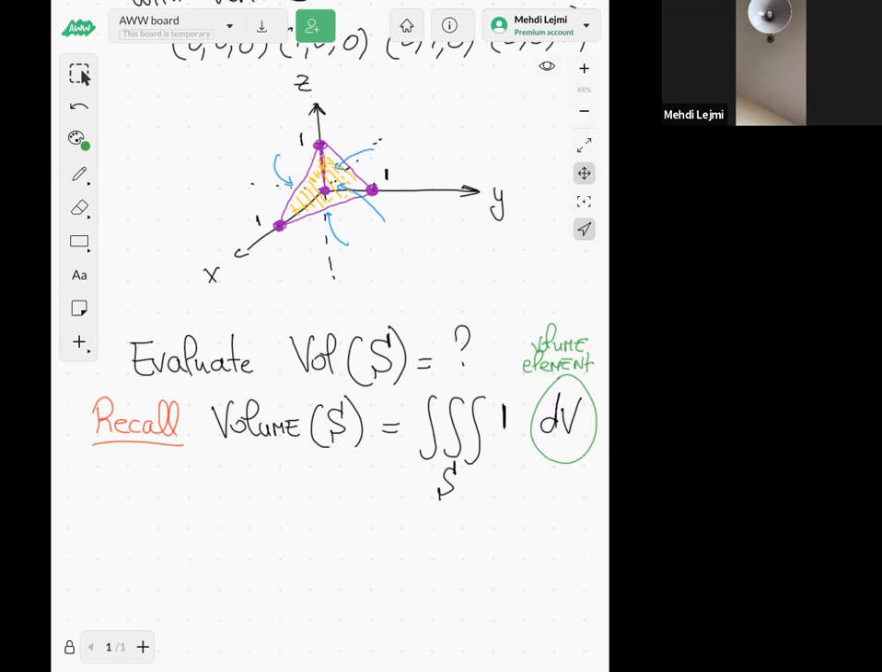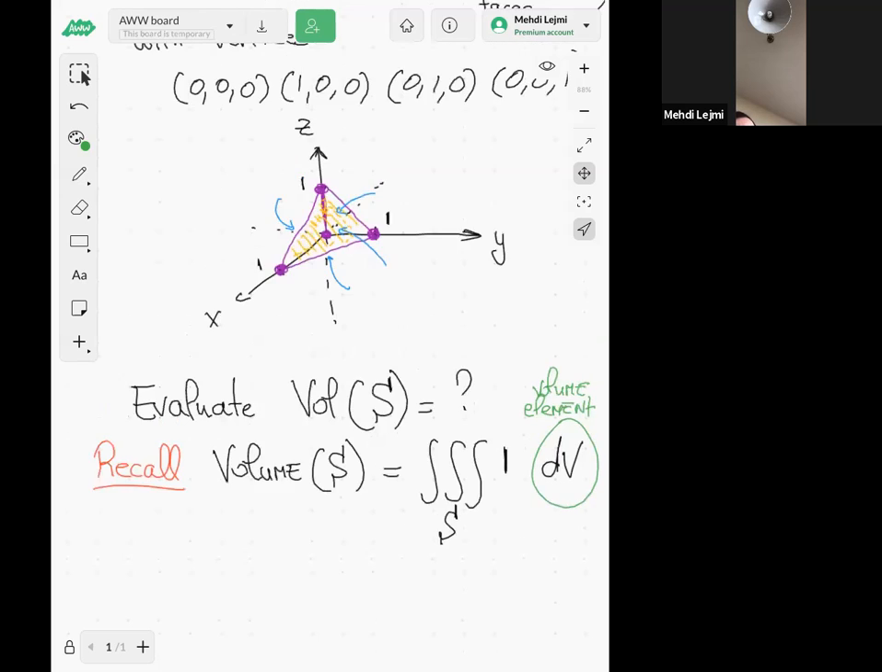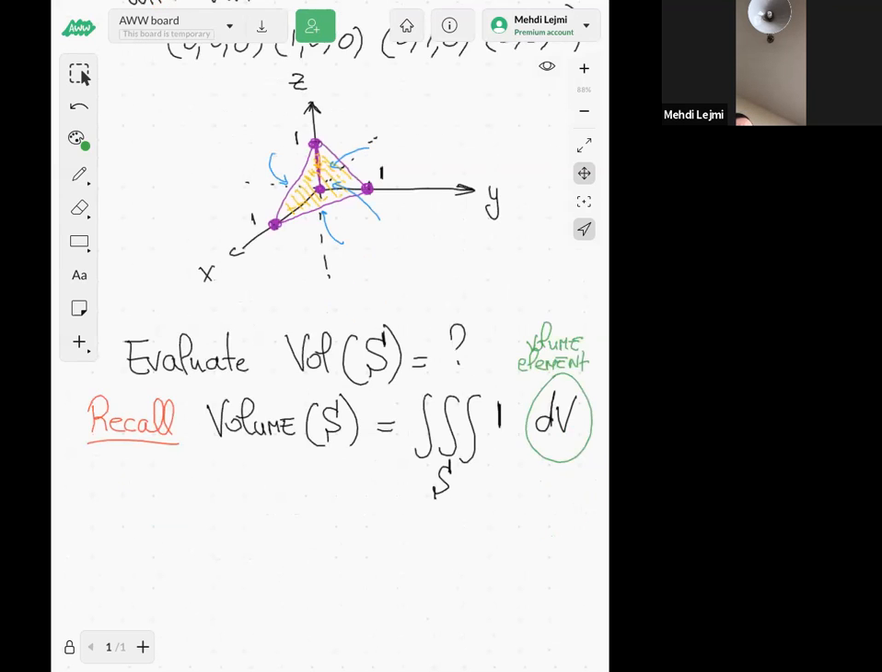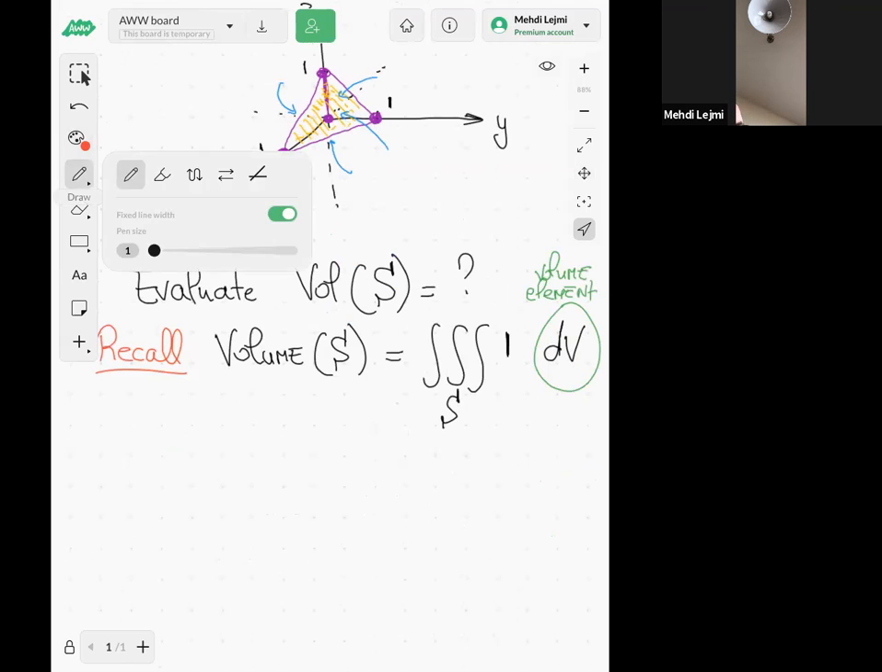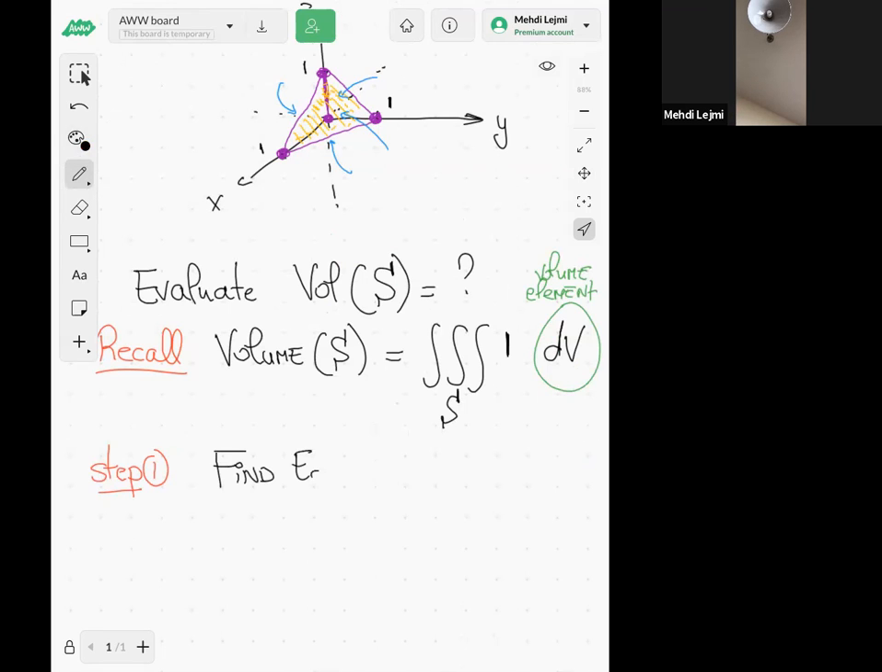I'm going to give you a couple of minutes to think about this exercise. Let me write it down here for you. Step 1, we need to find the equations of your bounds, so your faces here. And then in step 2, you can integrate.